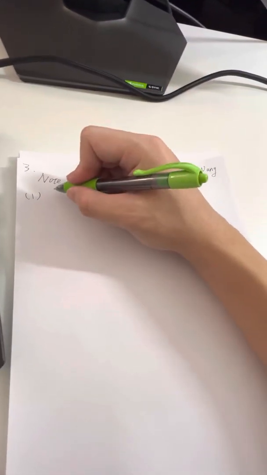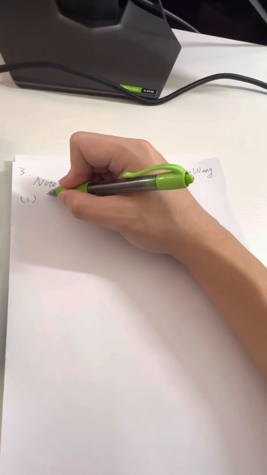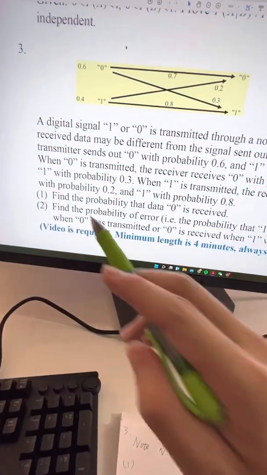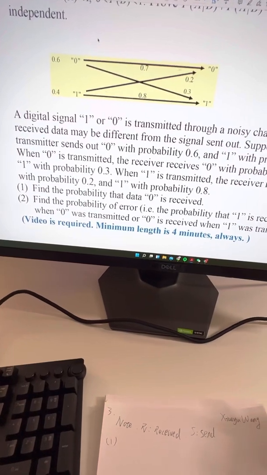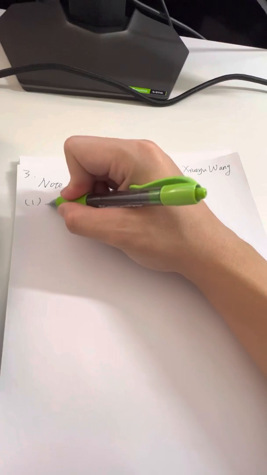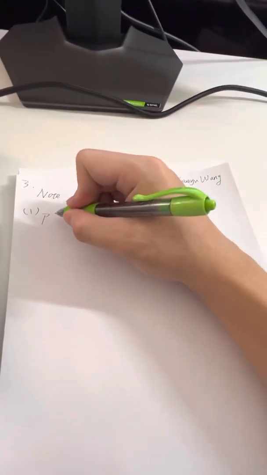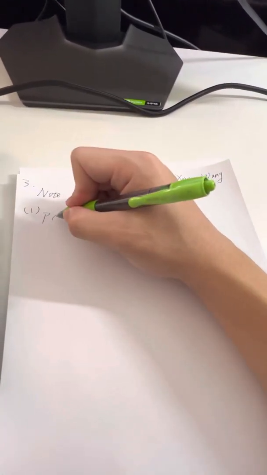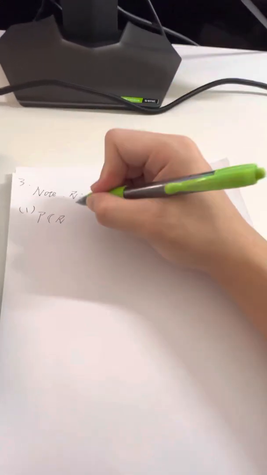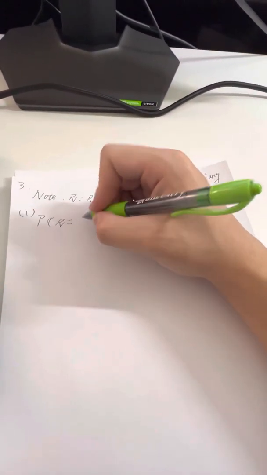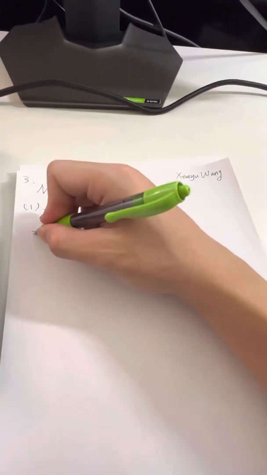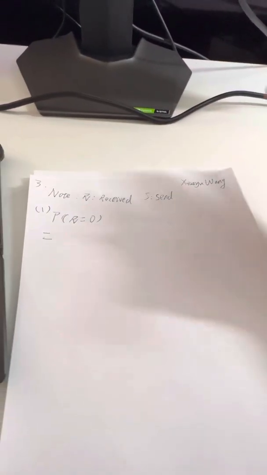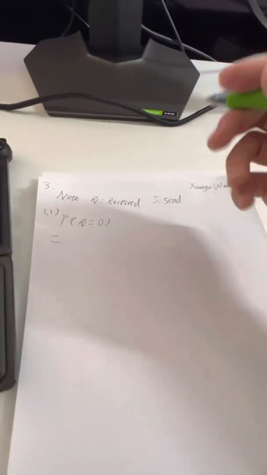question 1, the first sub question asks us to find the probability that data 0 is received. The target probability is that the received number R equals 0, and it can split into two situations.